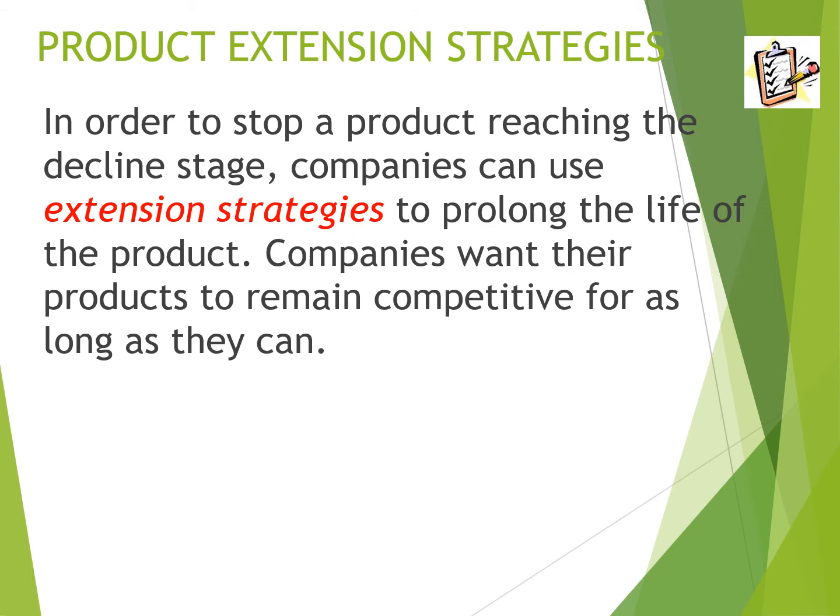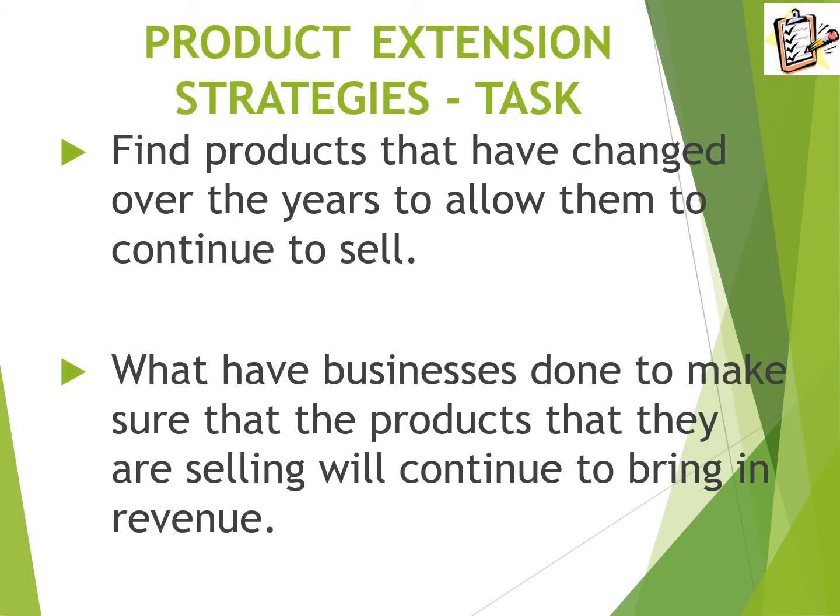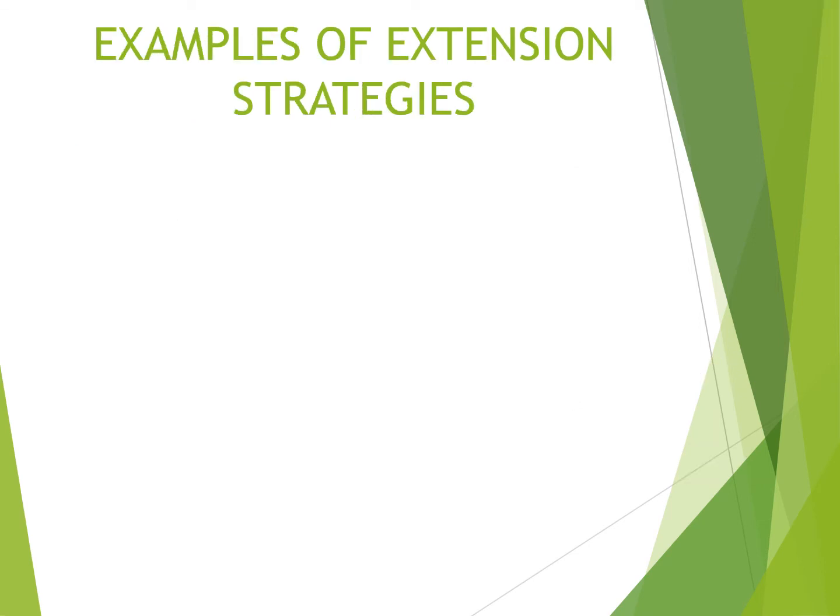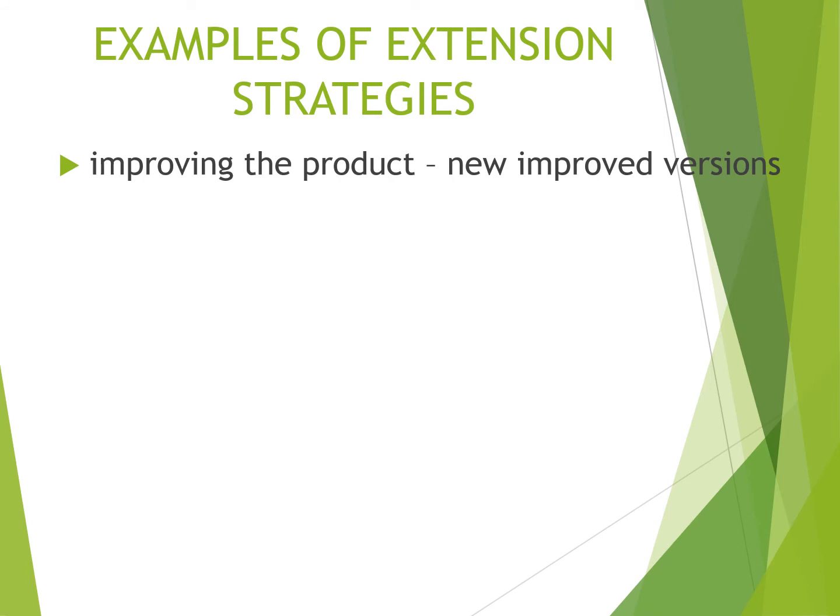Now, what this next slide does here is it asks you to find products that maybe have changed over the years to allow them to continue to sell, some examples of extension strategies and what the businesses have actually done to make sure that they continue to sell the products. So examples of ways to extend your product life cycle would be to improve the product itself. You tend to find this with things like soap powders, new improved performance or new whiter clothes or whatever.